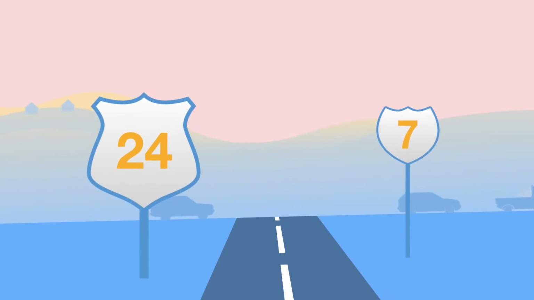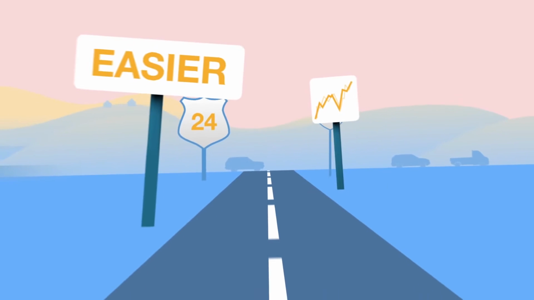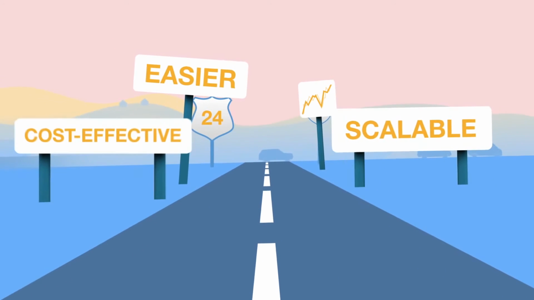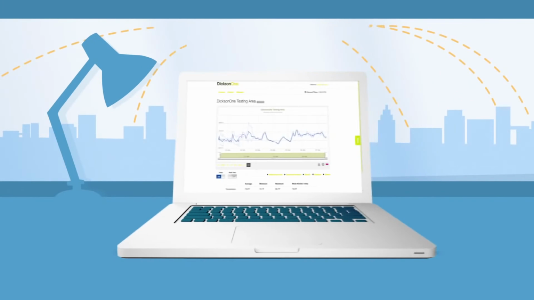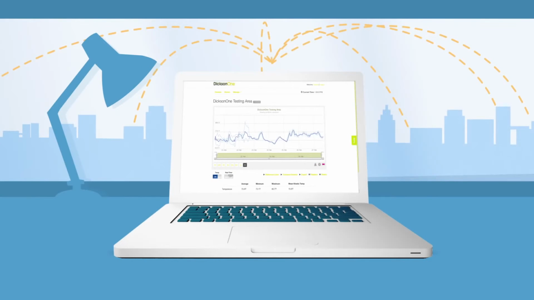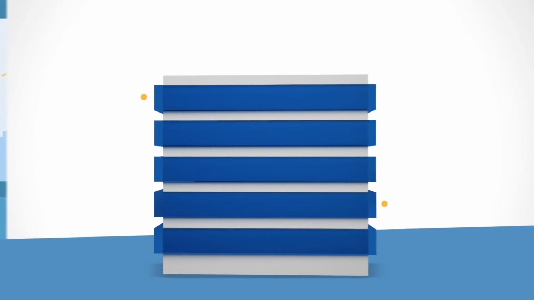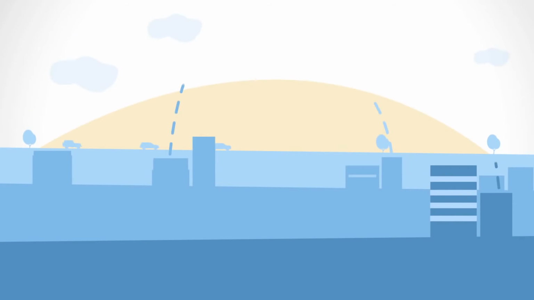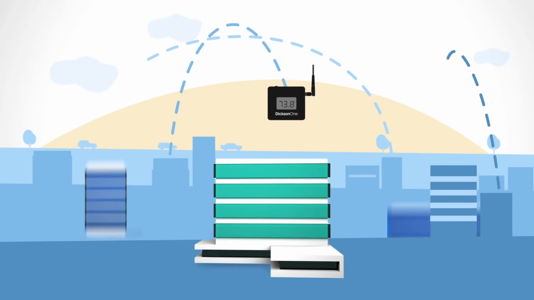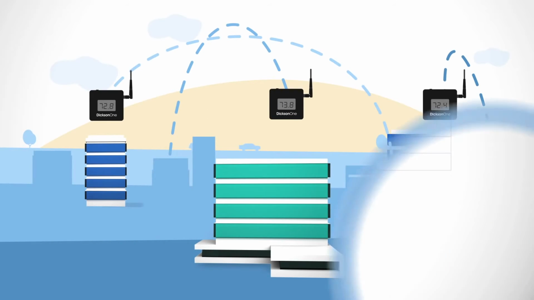DicksonOne has rethought temperature and humidity monitoring, making it easier, scalable, and cost-effective. Simply connect a data logger to the internet and go. You can view close to real-time readings from any location without the chore of collecting and reporting data. DicksonOne works for all capacities, from a handful to thousands of sources, and from a single location to multiple facilities.